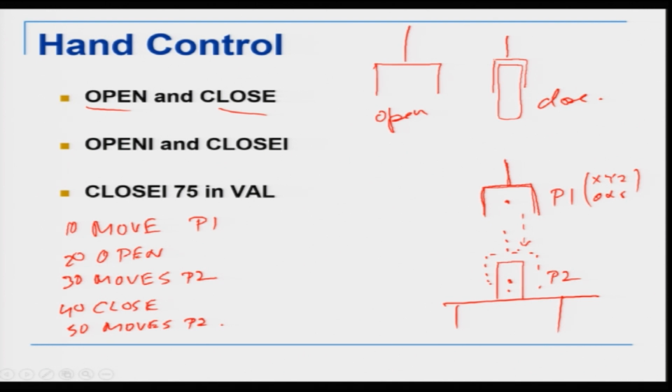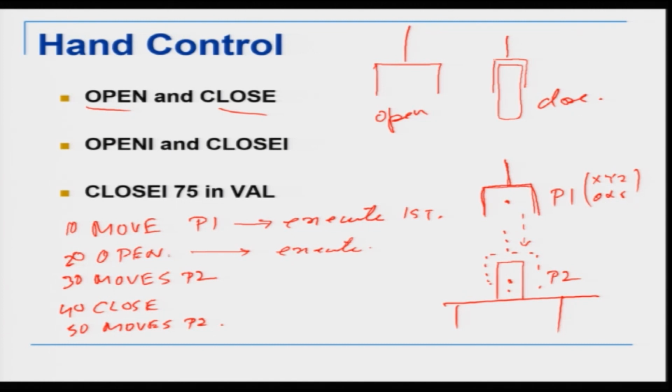Okay. Now, what is going to happen is this will execute first. Then after this line is executed, this line will be executed. Okay. Then it will execute this line. Now, the moment it executes this line, what is the execution of a line when we talk about a program? Here basically what we mean by execution of a line is, what the compiler will do is it will issue a command of open to the gripper controller.